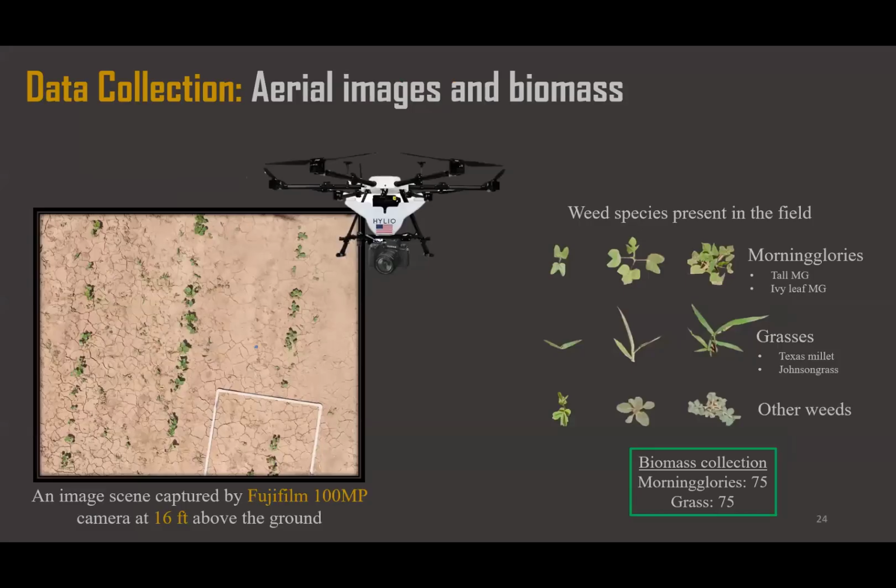So for this experiment, we collected aerial images using a Fujifilm 100 megapixel camera attached to the Helio drone, a drone produced in the USA. When we captured the imagery, the weed species present in the field were tall morning glory, ivyleaf morning glory, and some grasses like Texas millet and Johnson grass. We also had some instances of Palmer amaranth and sicklepod, but they were very nominal in number. After we collected the imagery, we collected the biomass of morning glories and grass, 75 plants for each of these species.